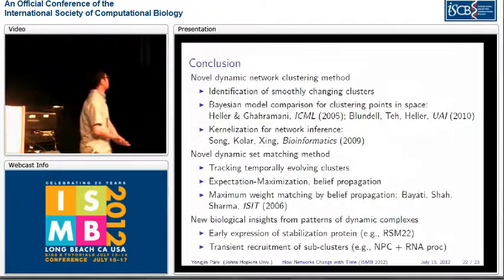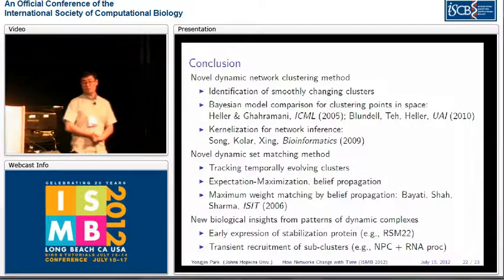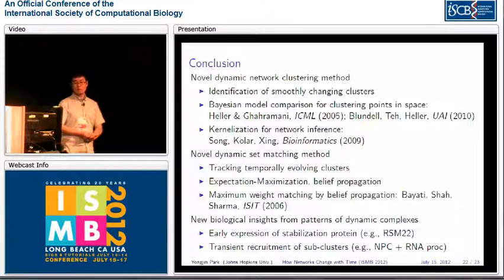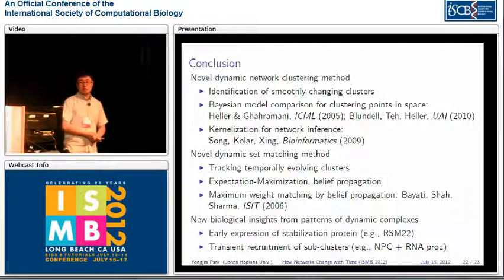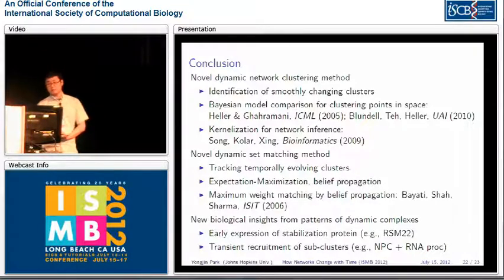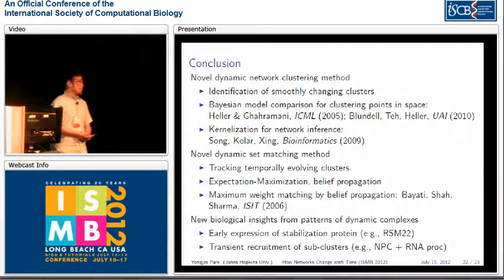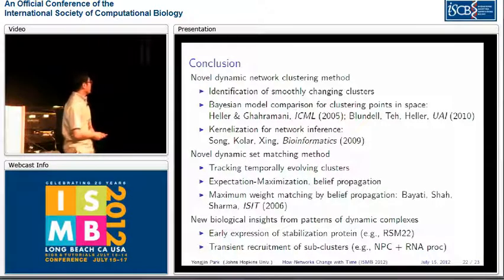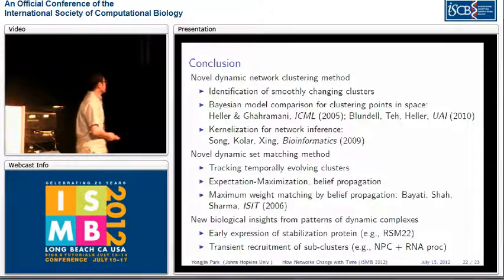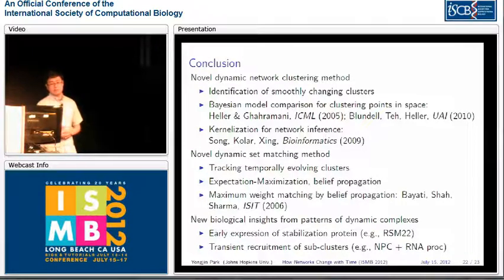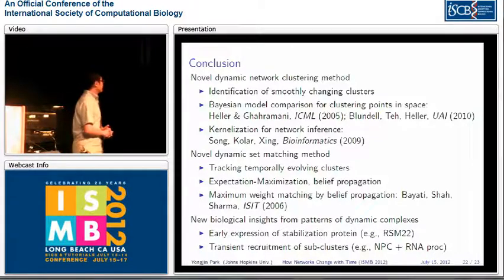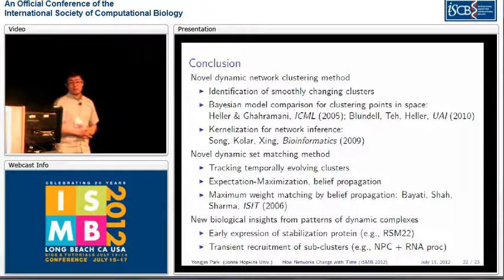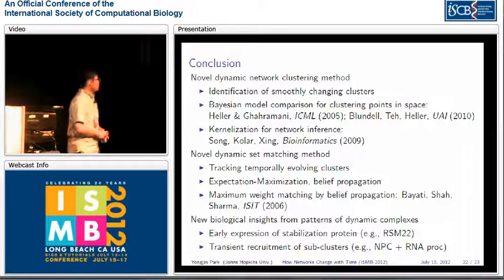Okay, here's the conclusion. We propose a novel dynamic network clustering method. We can identify smoothly changing clusters. We use Bayesian model comparison for clustering, and related work on Bayesian model comparison for hierarchical models exists, but their data set was just points in space. That includes Heller and Ghahramani, and Blondel and others, and the kernelization idea was inspired by Erickson's bioinformatics paper.